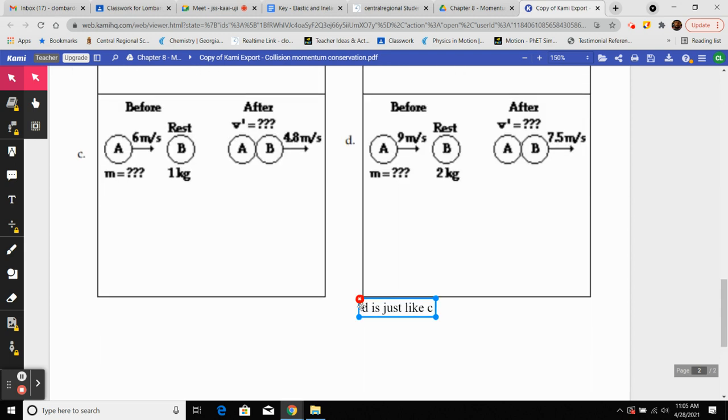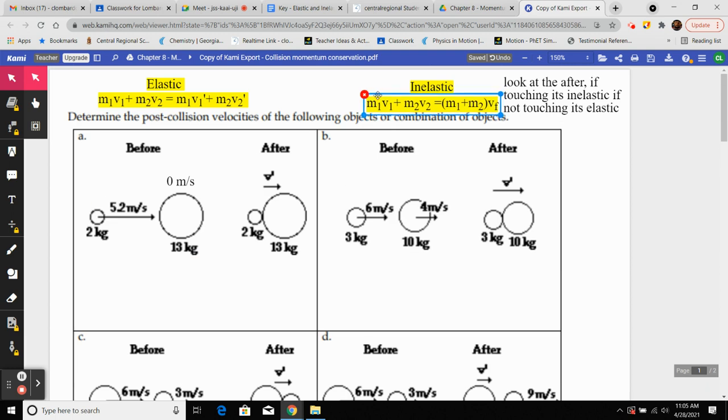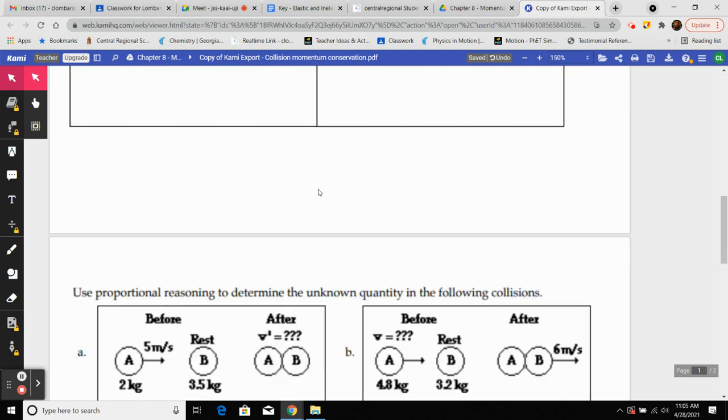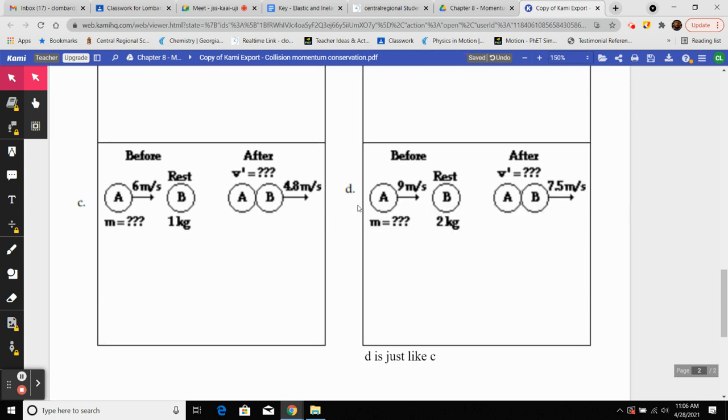letter C. Now you may just want to write this down on yours that D is just like C. So I'm going to work out letter C with you guys, and then you're going to have to do letter D on your own. So for this, looking at the after picture, is that in contact? Yeah. So since it's in contact, that is inelastic. So I'm just going to copy this equation and paste it down.